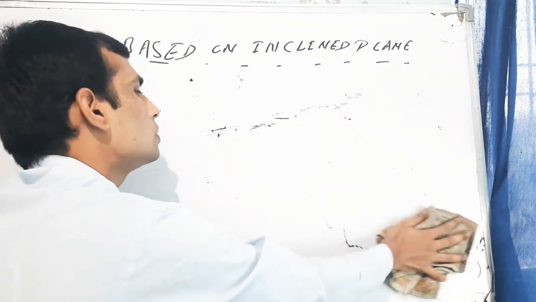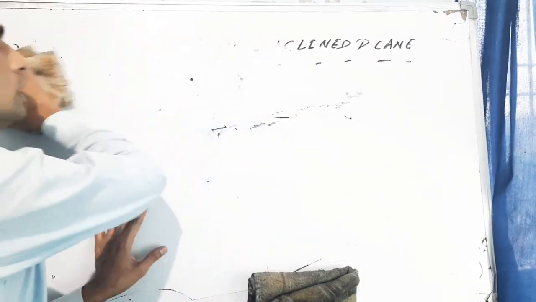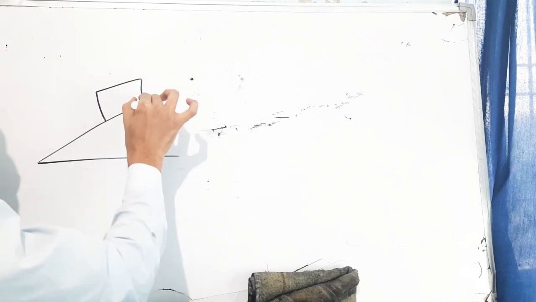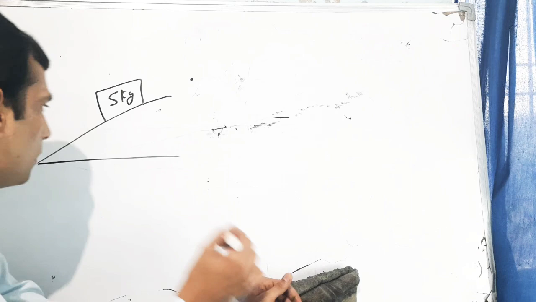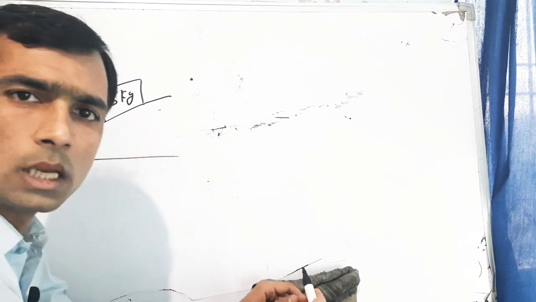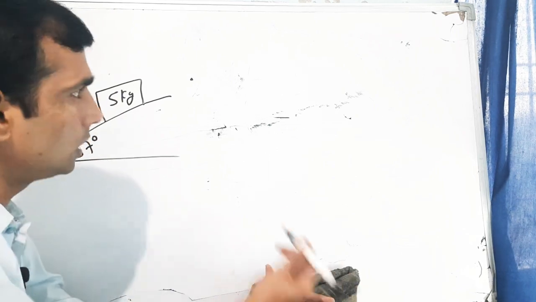So now I'm going to tell the students some questions. So what is the question? Same problem based on inclined plane. This is the inclined plane on which a 5 kg mass is staying above the inclined plane, and the angle is what? This is basically 37 degree, right? So the same way, how to solve this question.